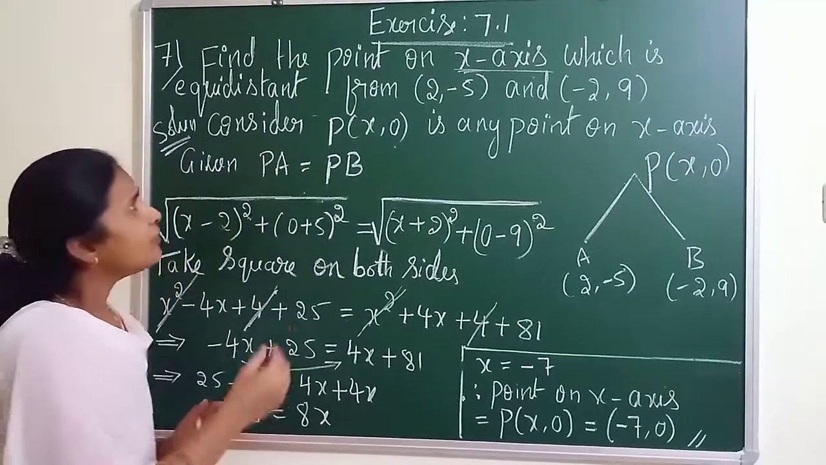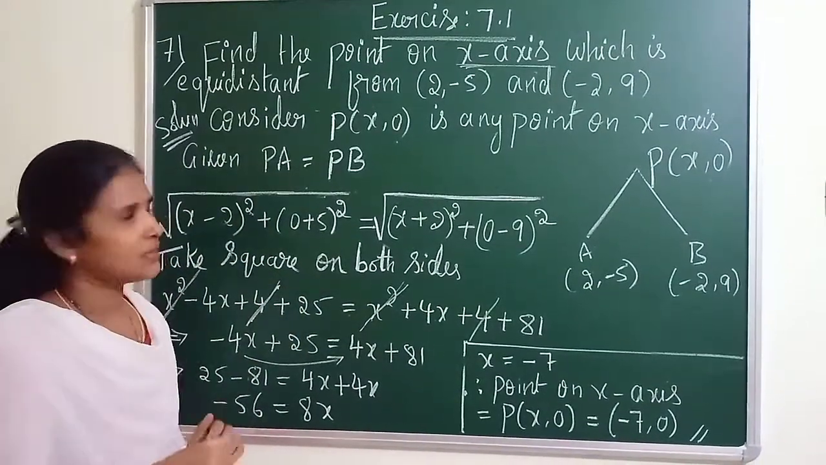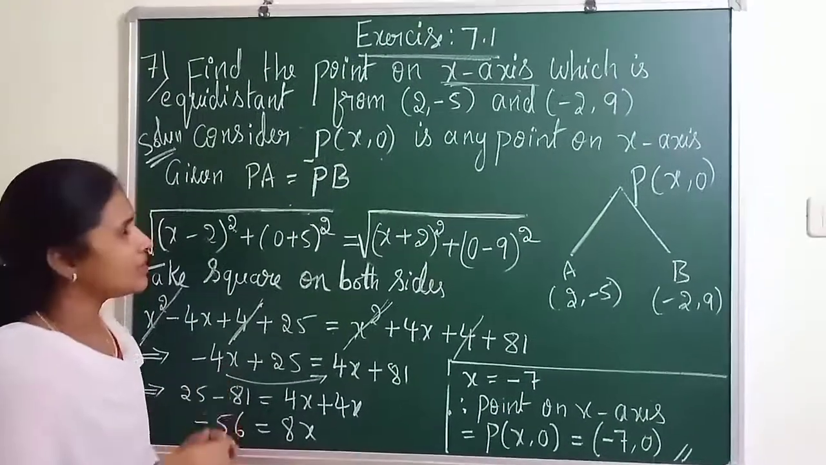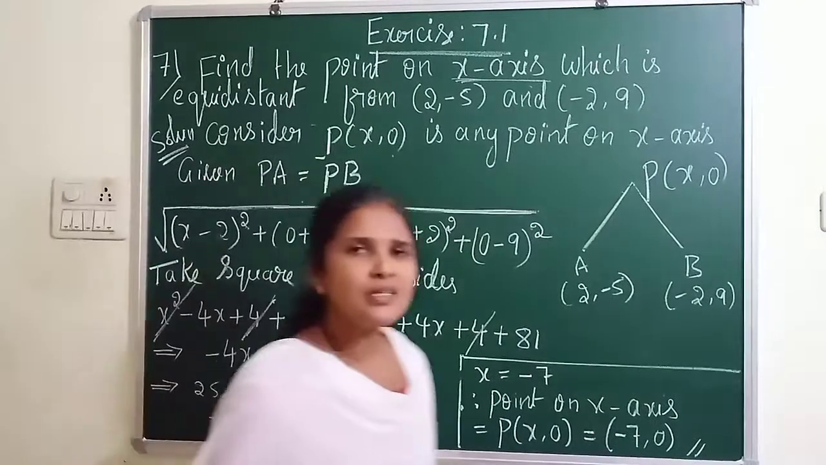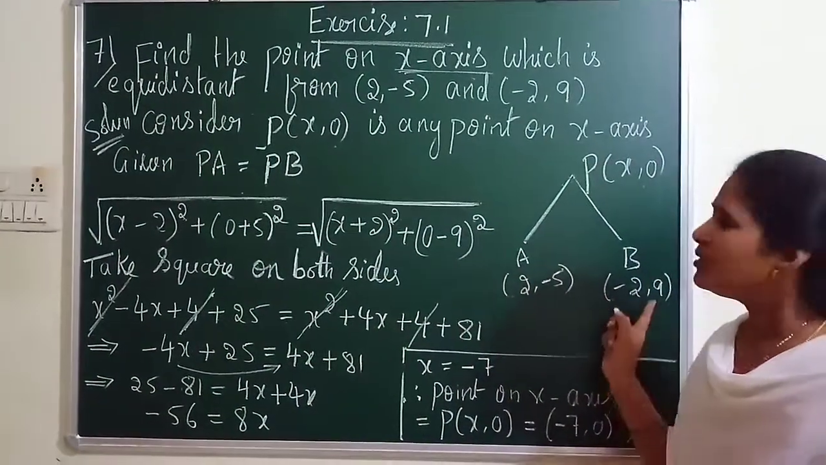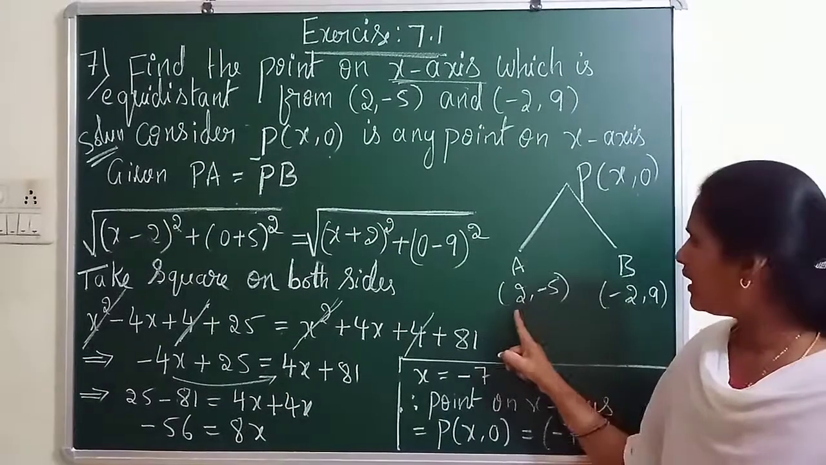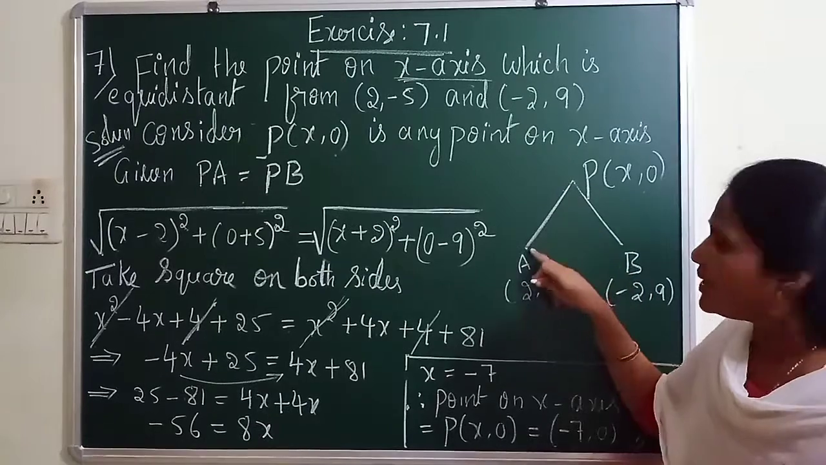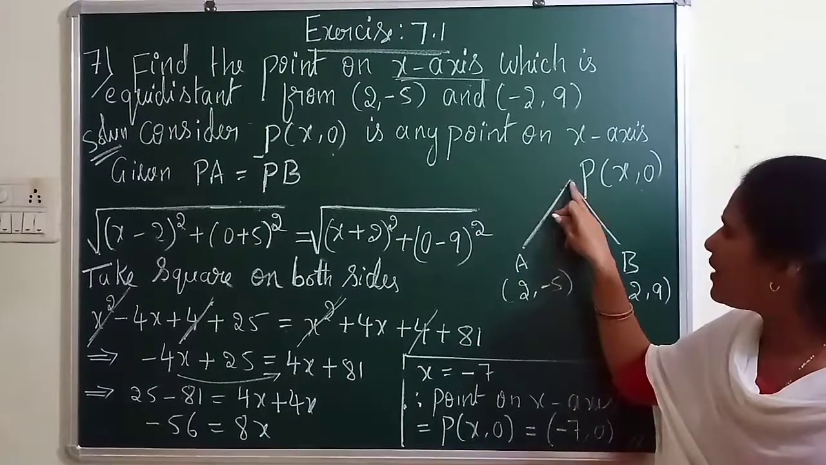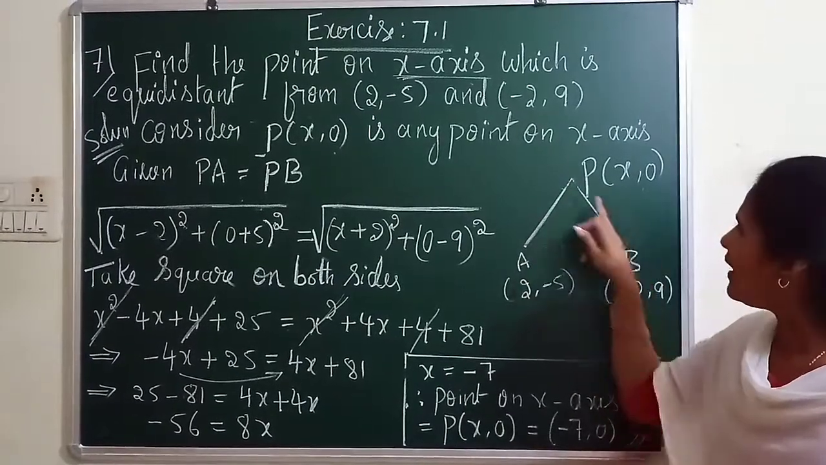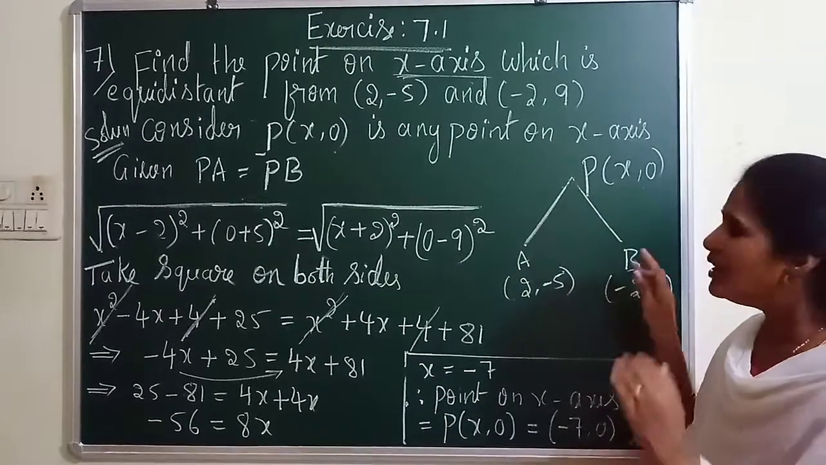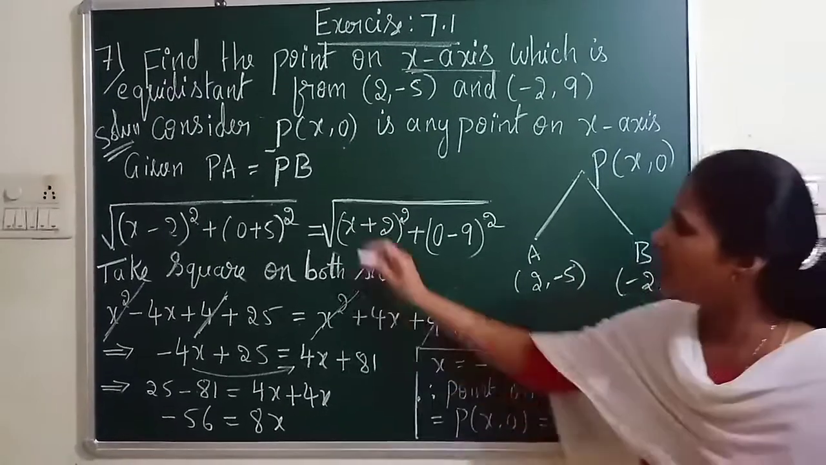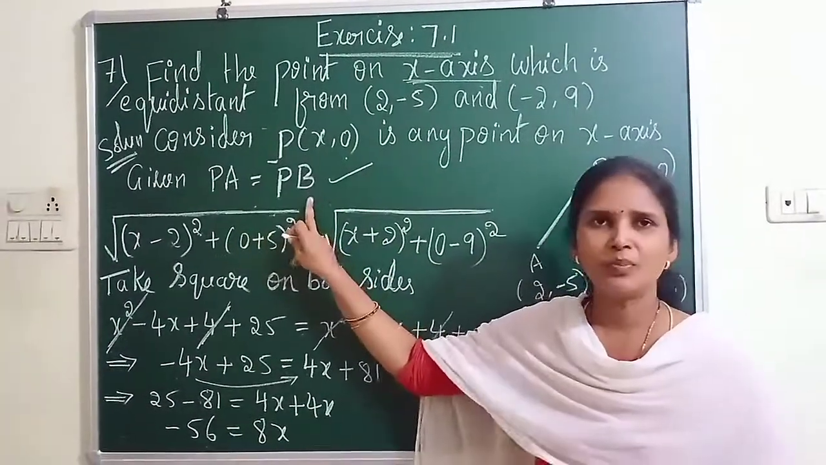But in this question, we have to consider one point on the x-axis. Let me consider a point P which is (x, 0) on the x-axis. And the question says that this point is equidistant from these 2 points. So P is equidistant from A and B. Using the distance formula, if I find the distance between P and A and between P and B, P is at the same distance from both. Therefore I can write PA equals PB.